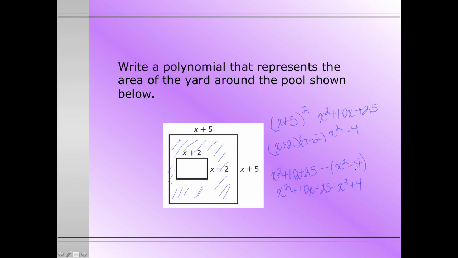So I got rid of my parentheses by making my x squared term a negative, distributed my negative, and my 4 became positive. Notice that my x squared terms canceled out, leaving me with 10x plus 29. Okay, that's going to be really useful next week.